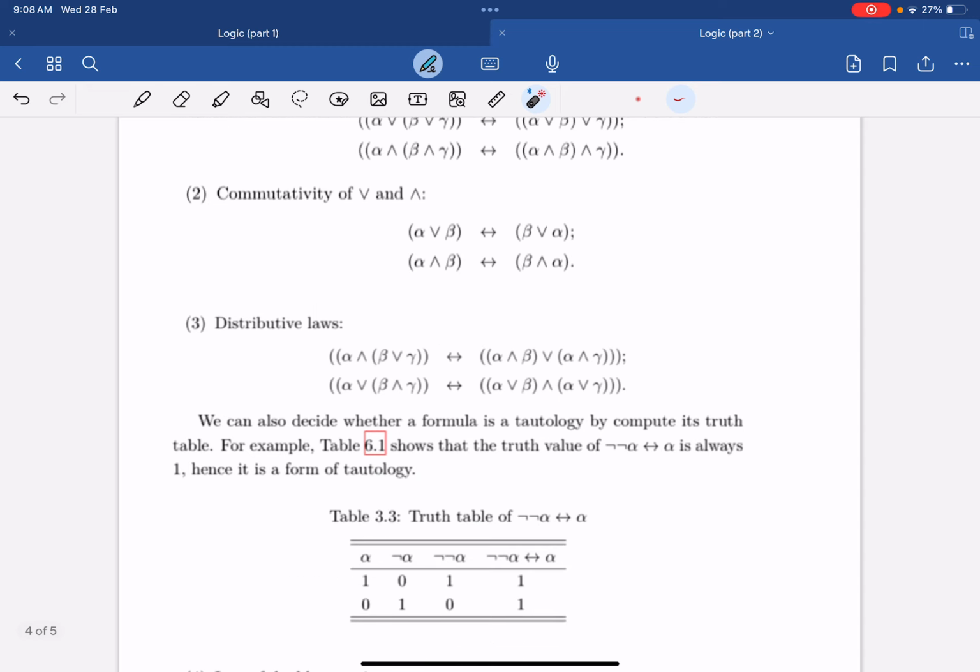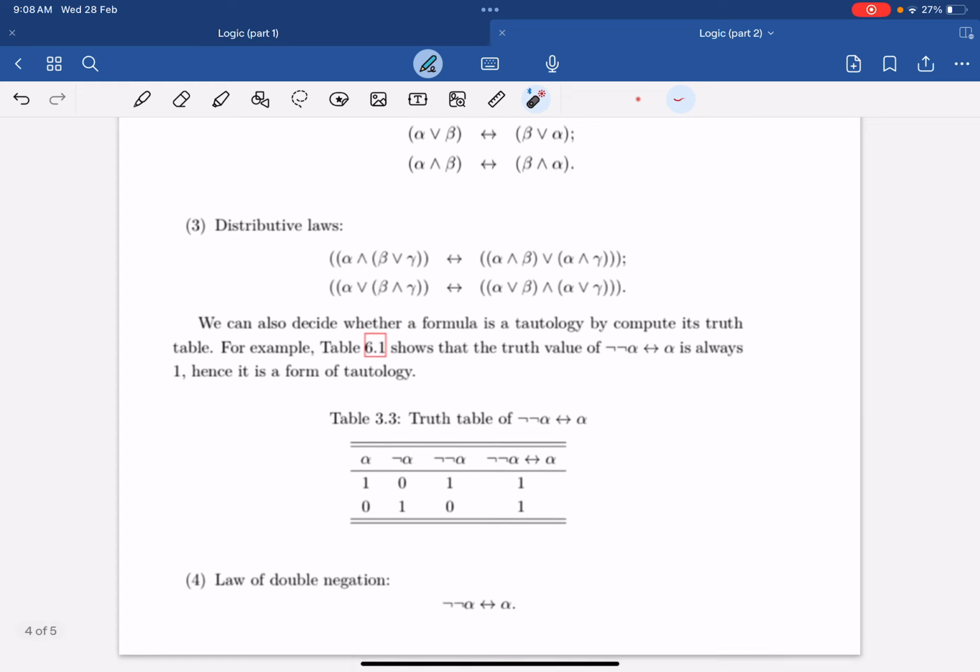One way to determine whether a formula is a tautology is to just compute the truth table and show that they are always 1. In that case, we can see that double negation of alpha is the same as alpha. So that's the law of double negation.